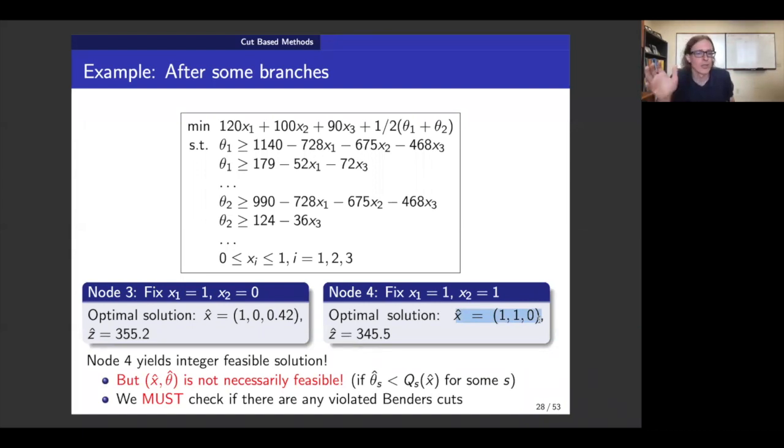Okay. So in normal integer programming, I could just take this value and update my incumbent solution. But because I have to possibly add these Benders cuts, I can't stop here. What I must do is go ahead and check to see if there's any violated Benders cuts by solving those scenario subproblems. And if so, I add those to my master problem and resolve that node relaxation.